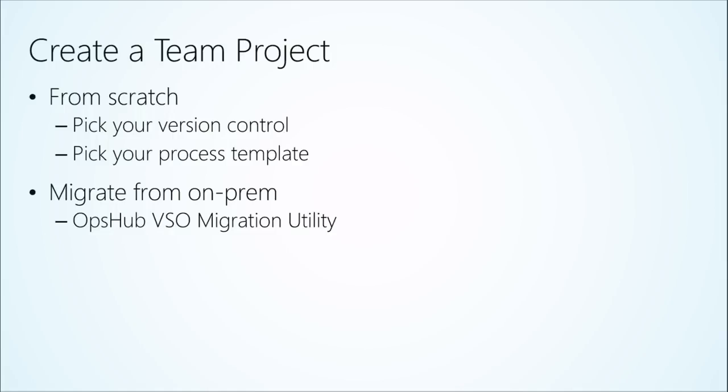We're also going to be talking about creating a team project. We're going to create them from scratch. We'll see all this in the demonstration. We got to pick two things. Actually three. We got to name it. But then we've got to pick our version control, either Git or Team Foundation version control. A lot more on that later.